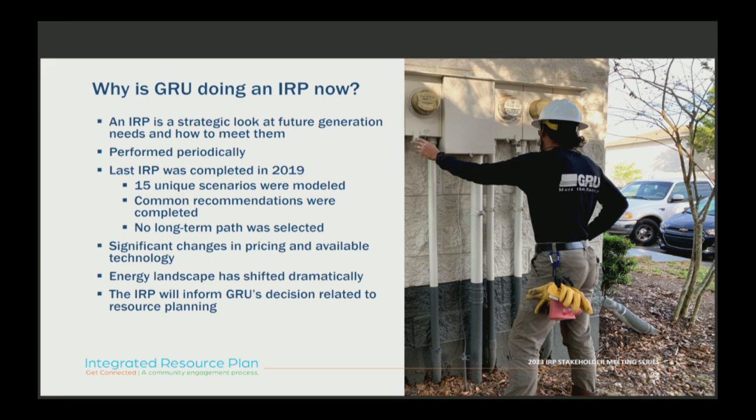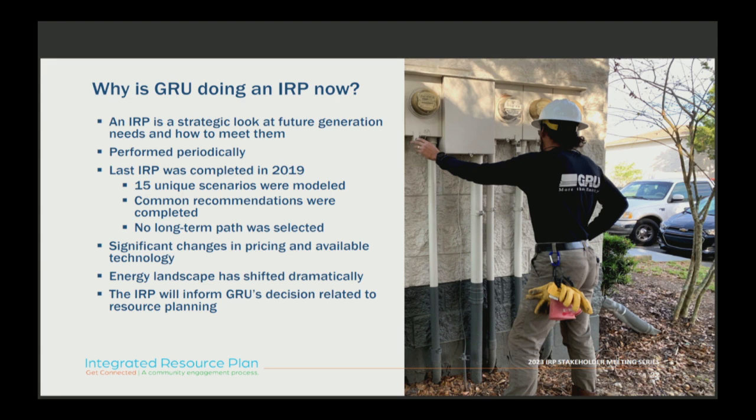Since 2019, there's been significant changes in pricing with a lot of things, inflation, and also available technology. The energy landscape has shifted dramatically. We were sitting here talking about EVs and when they're going to come into play. Back in 2019, there was Tesla and maybe a couple of other EVs that were available. Now every major car manufacturer has put out a plan of how they're going to transition their fleet to electric. And so that's changed the landscape dramatically.